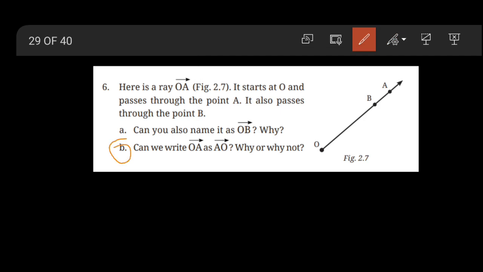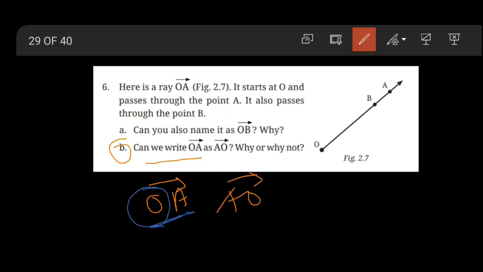Now B. Can we write ray OA as ray AO? No, we cannot write like this. Why not? Because ray OA has O as its starting point, while ray AO has A as its starting point. So it shows a reverse direction. That's why we cannot write ray OA as ray AO.